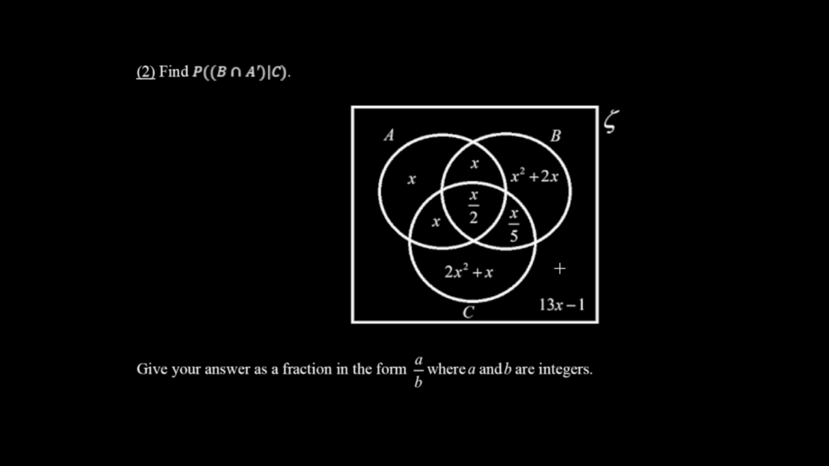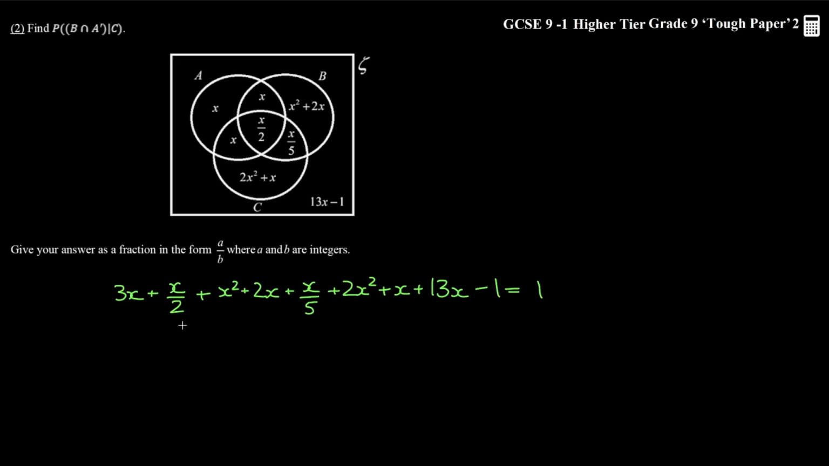So if we add all these x's up and total the whole thing to 1, we should be able to solve for x and then answer the question. Let's have a go. So I've written out all of the x's, including those excluded from A, B and C, and I've made the whole lot equal to 1. Now let's gather all the terms together.